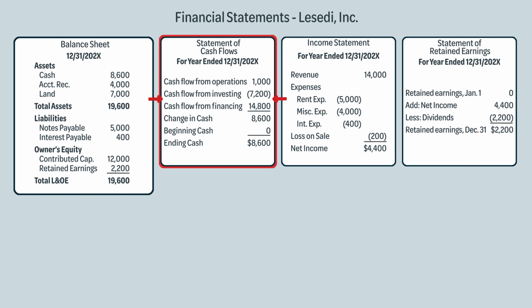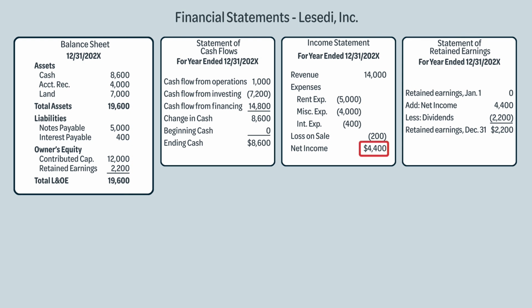The sources and uses of cash over the period are classified by activity on the statement of cash flows. The sum of operating, investing, and financing cash flows is equal to the change in cash for the period. When the change is added to the beginning cash balance, the ending balance in cash is obtained. The ending cash balance is reported on the statement of cash flows and on the balance sheet as the balance in the cash account. As you can hopefully see, the financial statements relate to each other.